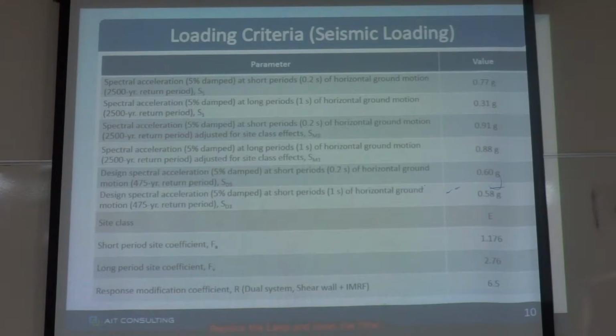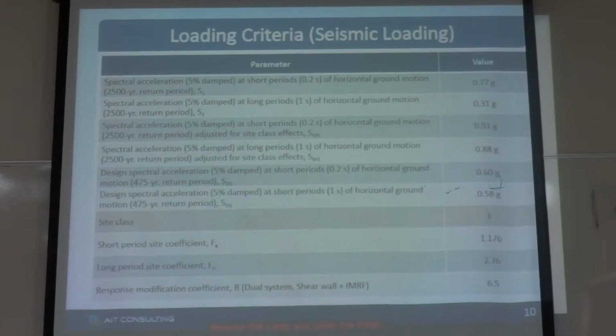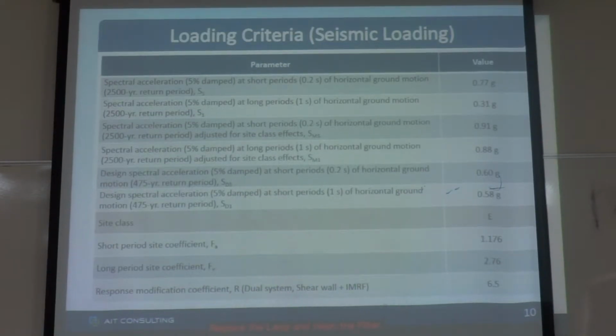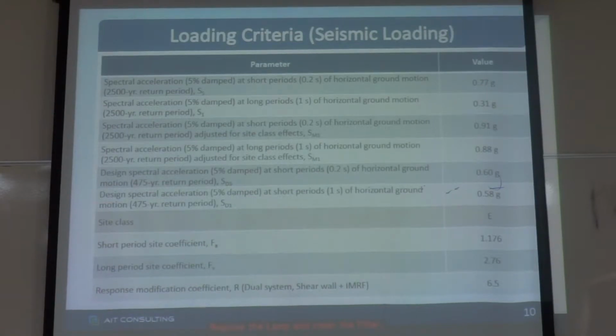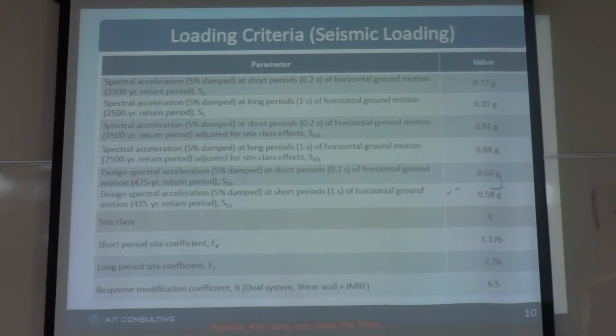So okay, I'll continue that one. So we extract the 2,500 year return period for 2 natural periods, and then we have to convert it to the soil type of the site. The first 2 parameters are based on site class B.